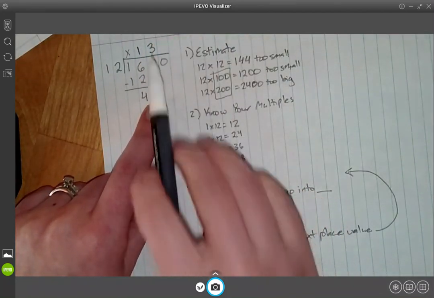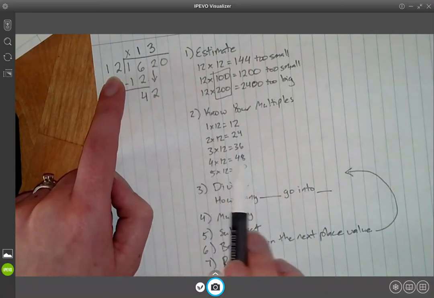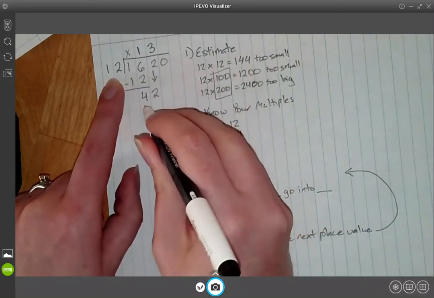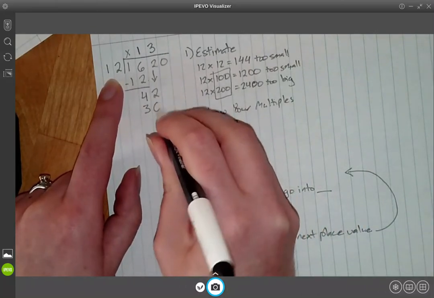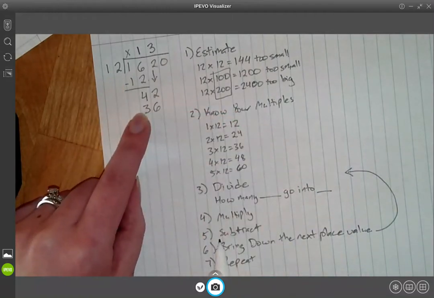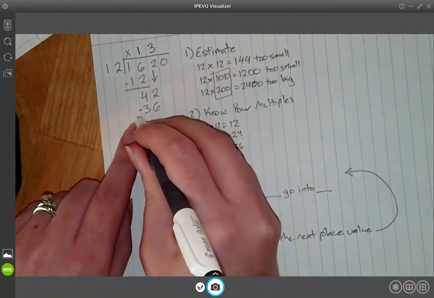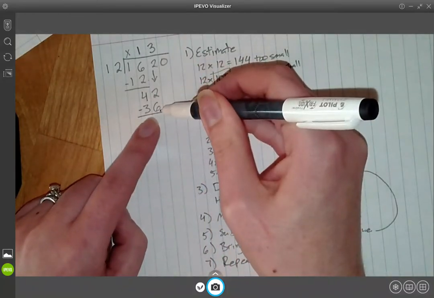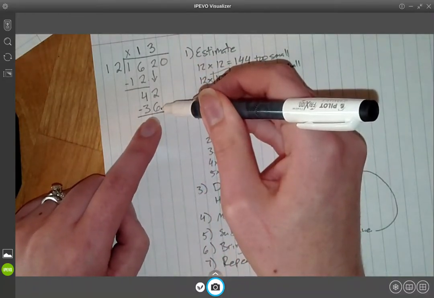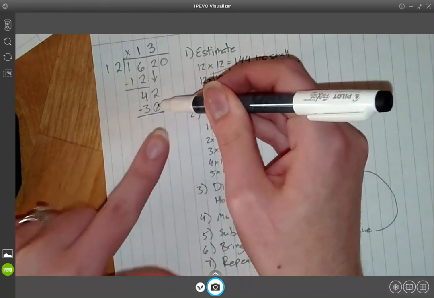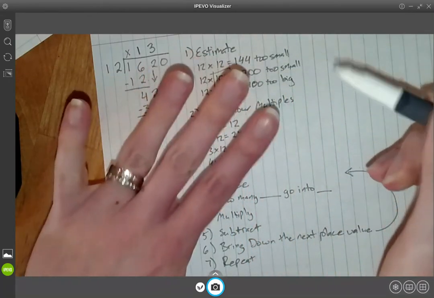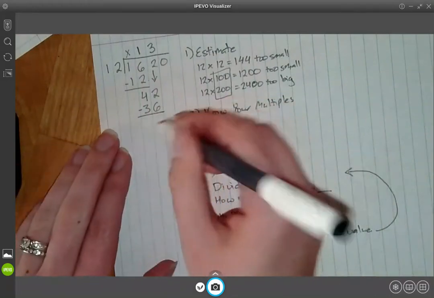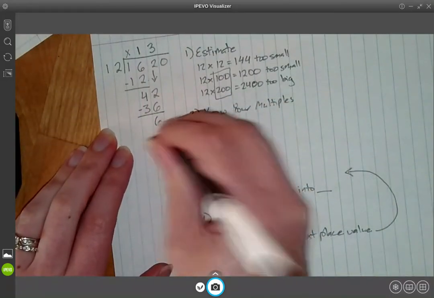Now I'm going to multiply. What is 3 times 12? Well, I know that because I wrote it down or I have it on my multiplication table. 3 times 12 is 36. Next step, subtract. 42 take away 36. Sometimes it's easier to just count up: 36, 37, 38, 39, 40, 41, 42. There's 6 left over.